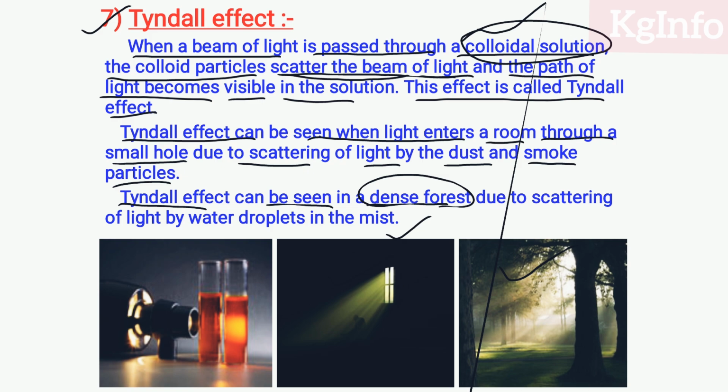At the time of sunrise, if the light is entering into the dark room through the window, we observe this Tyndall effect phenomenon. Due to the dust particles and smoke particles in the forest, we observe a bright white light in the forest. This is also Tyndall effect. Scattering of light by water droplets in mist is another example. So these are the examples of Tyndall effect.